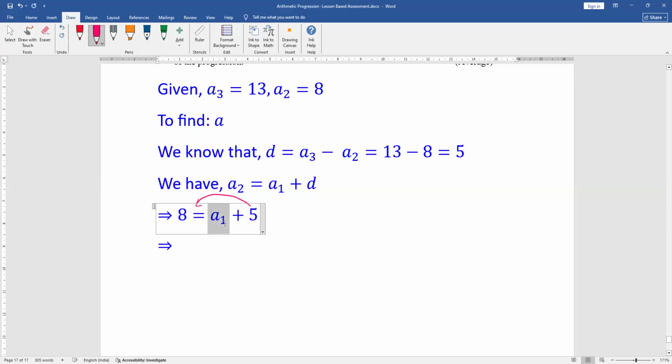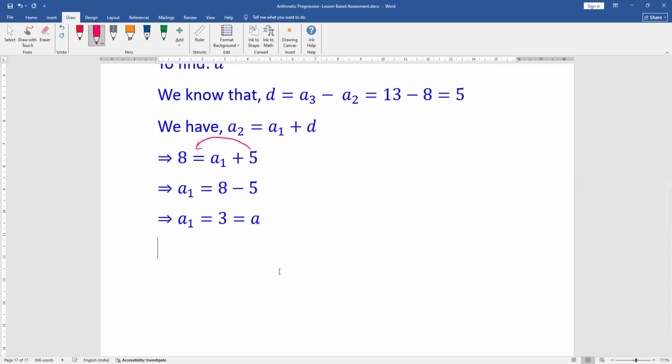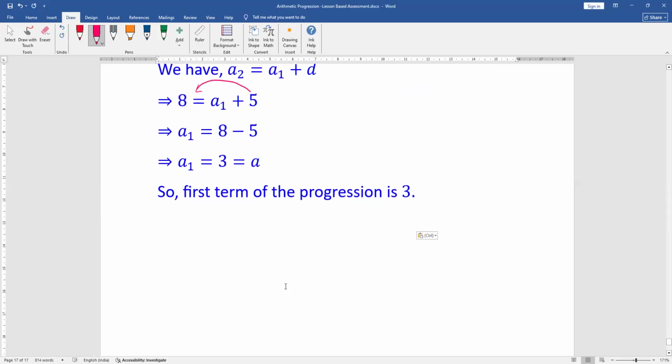Here this is A2. So I will directly put it as a step: A1 equals 8 minus 5. Then this is nothing but A1 equals to, how much it will be? Equals to 3. This is also nothing but, I call it A also. So the first term of the progression is what? It is 3. So the first term of the progression is 3.